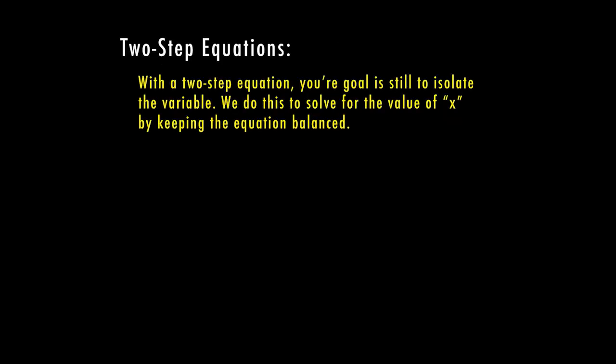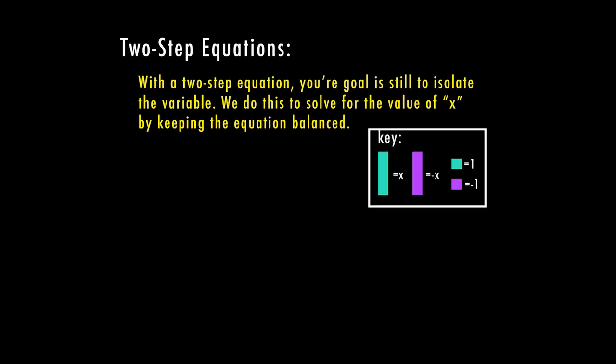With the two-step equation, your goal is still going to be to isolate the variable. Anytime you have an x or any variable that represents an unknown, you're going to want to get that by itself. We want to isolate that on one side of the equal sign. We do this to solve for that value by keeping the equation balanced. The equal sign is the center of your equation, and we need to keep everything on both sides equivalent.